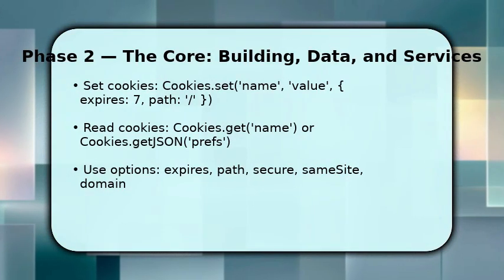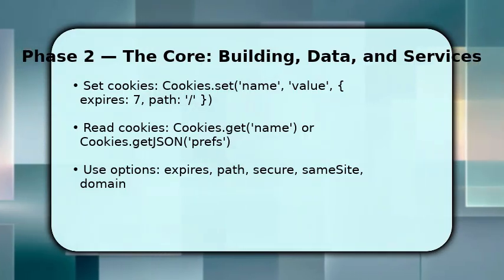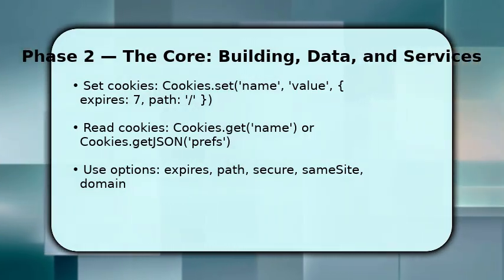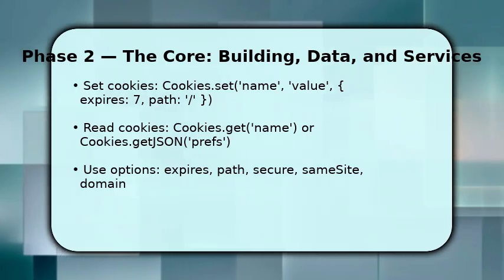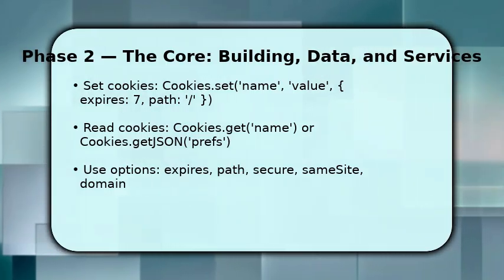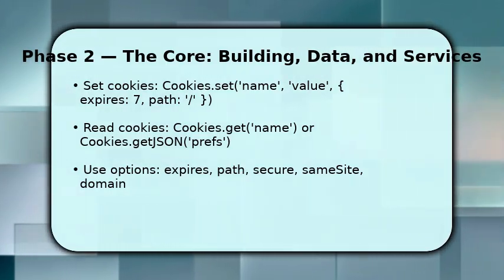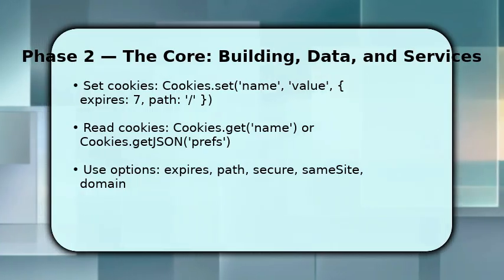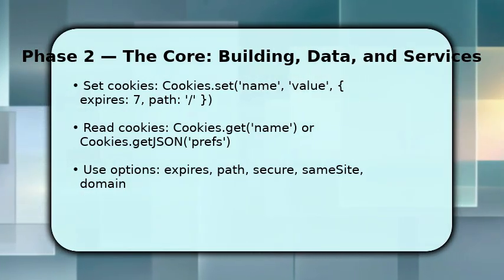You now handle the core operations: set, read, and configure options. When setting, pass options like expires in days, path, secure, and same site to control scope and security. Once set, read with get or get JSON. Prefer get JSON for JSON encoded values.